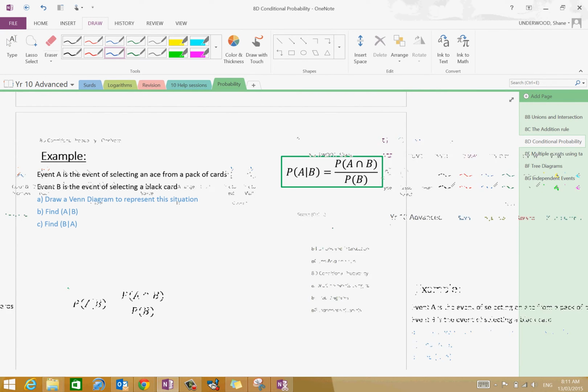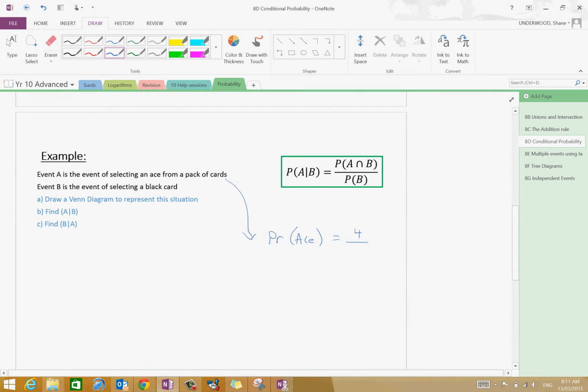The event A is the event of selecting an ace from a pack of cards. Well, what is the probability of an ace? The probability of an ace from a pack of cards is equal to 4 out of 52, and as we discussed in the last video, that is equal to 1 out of 13. What is the probability that the card is black? Well, we've got red cards and we've got black cards. Half of them are red, half of them are black. So the probability that a card is black is actually equal to 26 out of 52, or a half.